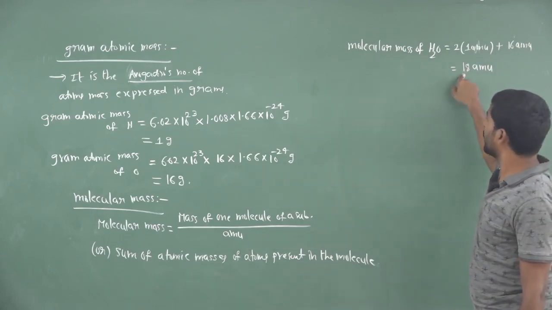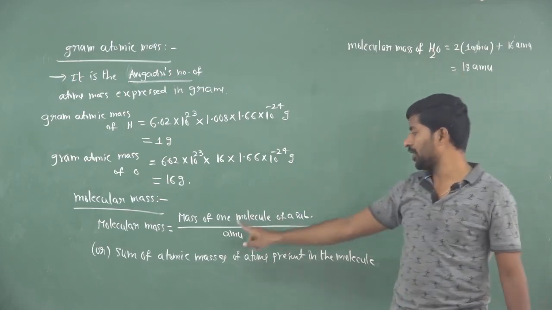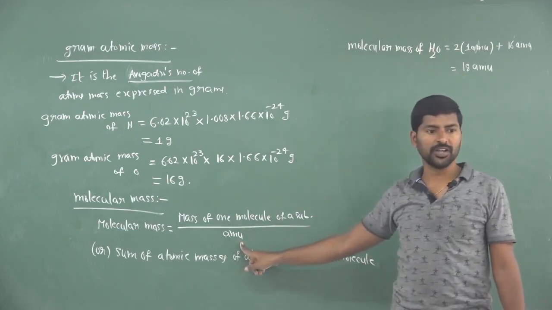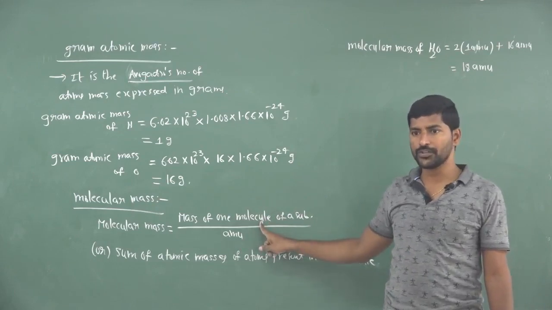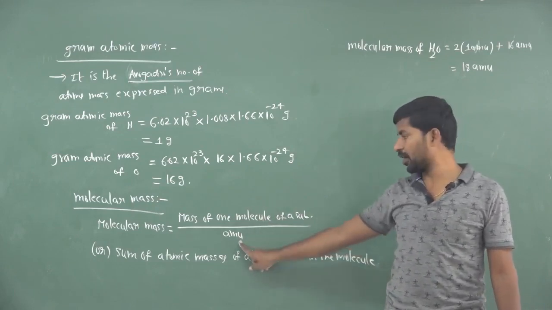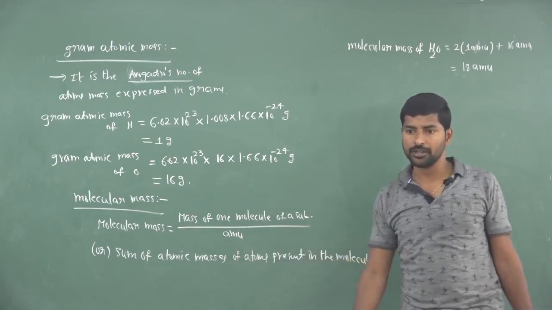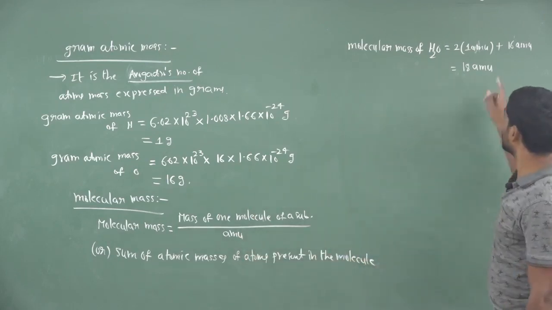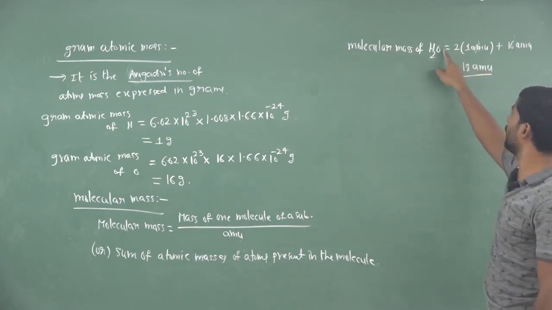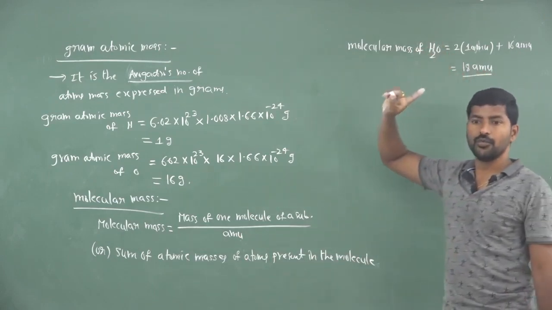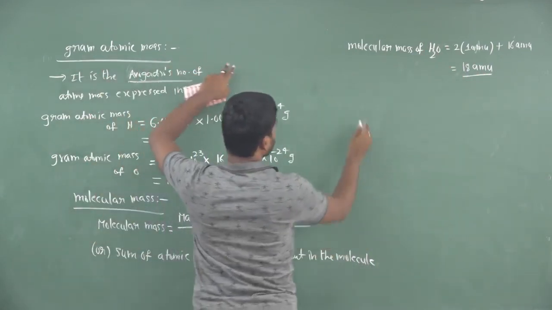Or the mass of one H2O molecule is 18 times heavier compared to 1/12th mass of one atom of carbon 12. Okay, 18 atomic mass units, like this we can calculate. 18 atomic mass units is the mass of how many H2O molecules? One H2O molecule. And lastly, similarly, gram molecular mass.